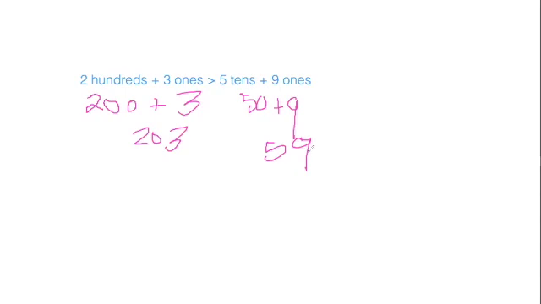Well, let's think about it in something that we might like to eat. Would I like 203 chocolate chip cookies, or would I rather have 59 chocolate chip cookies? Well, I would much rather have 203 chocolate chip cookies because they're more cookies than 59 cookies. So this number sentence is true.